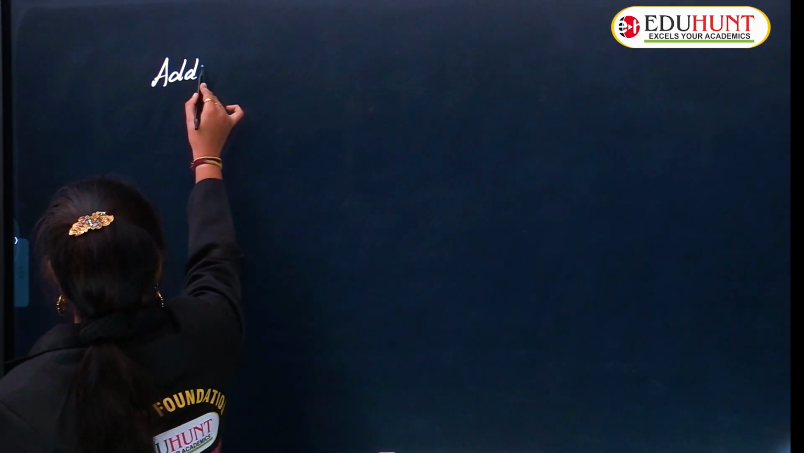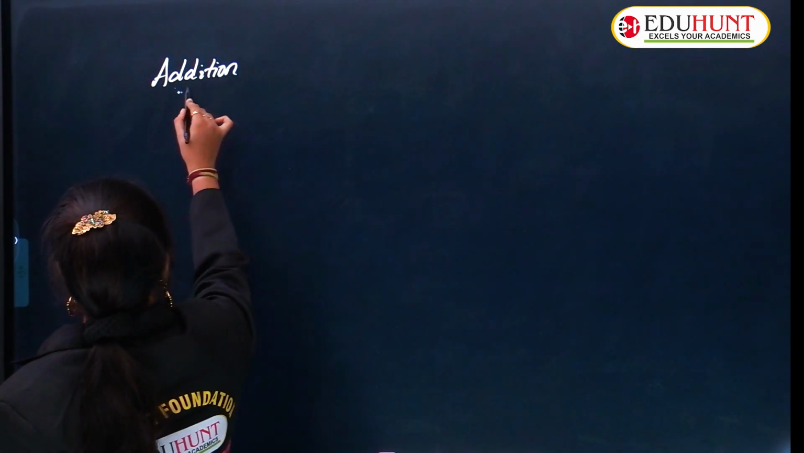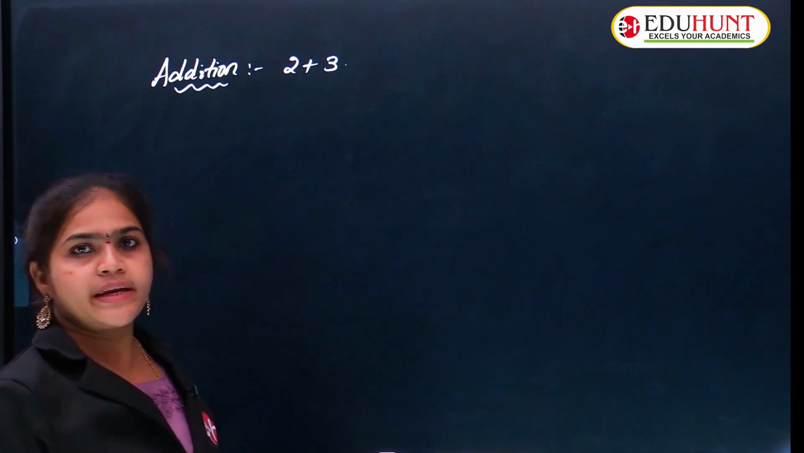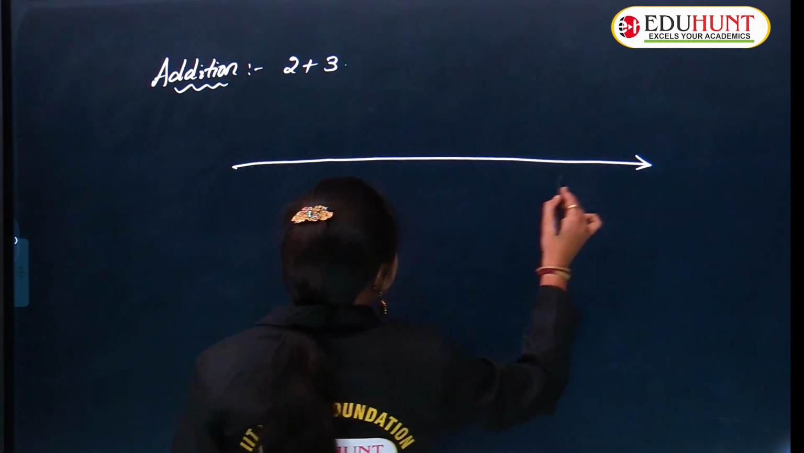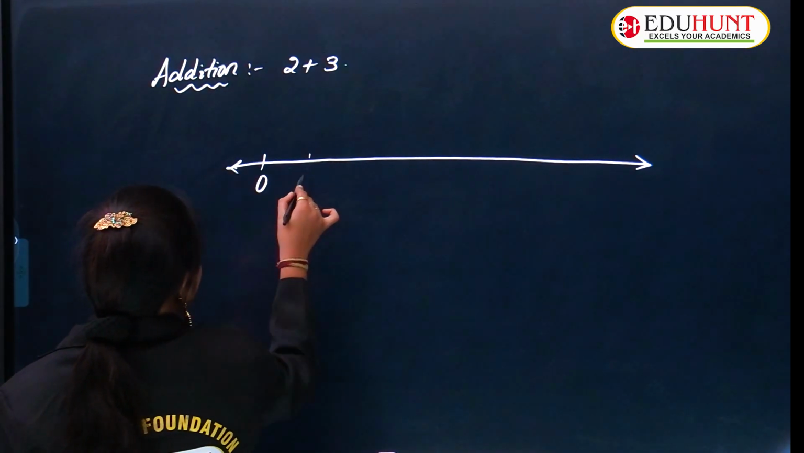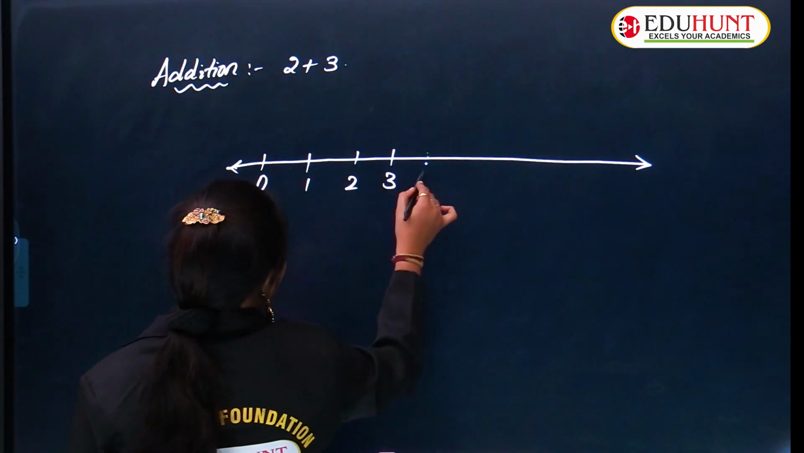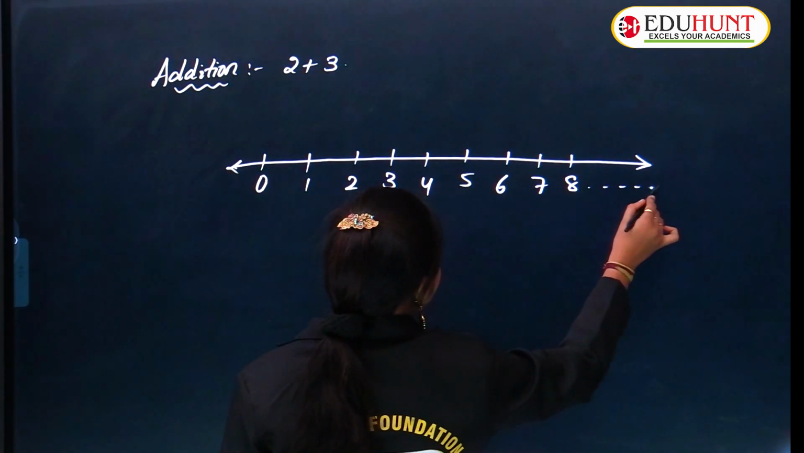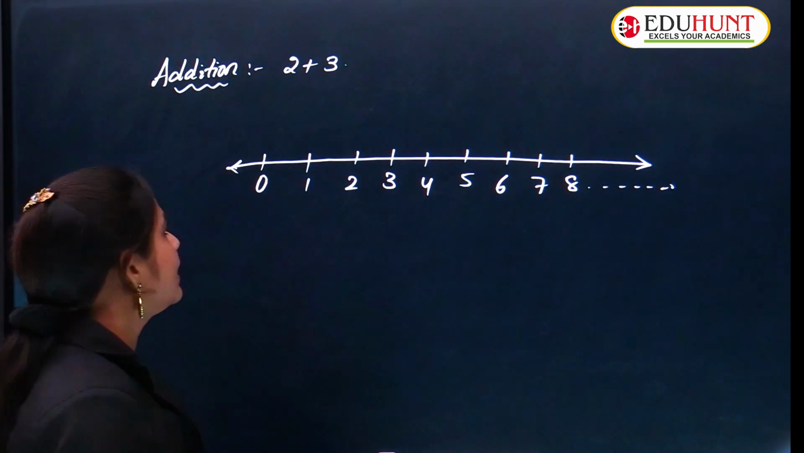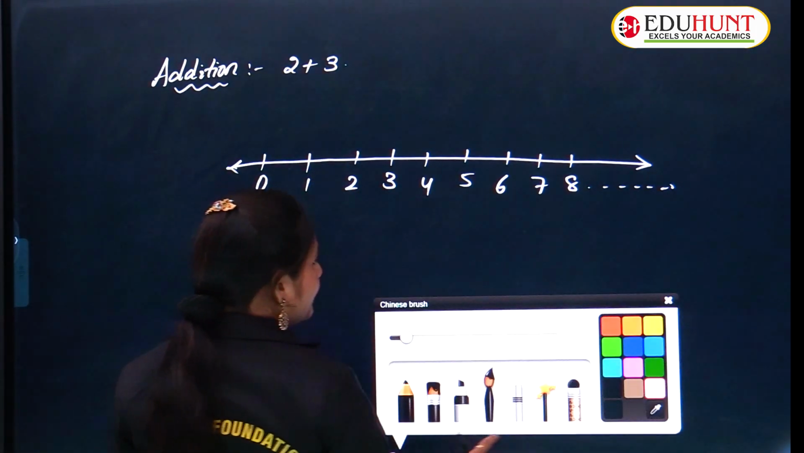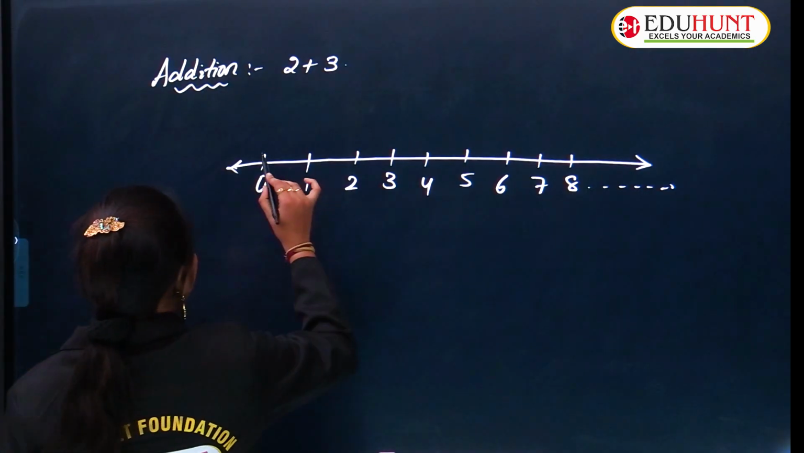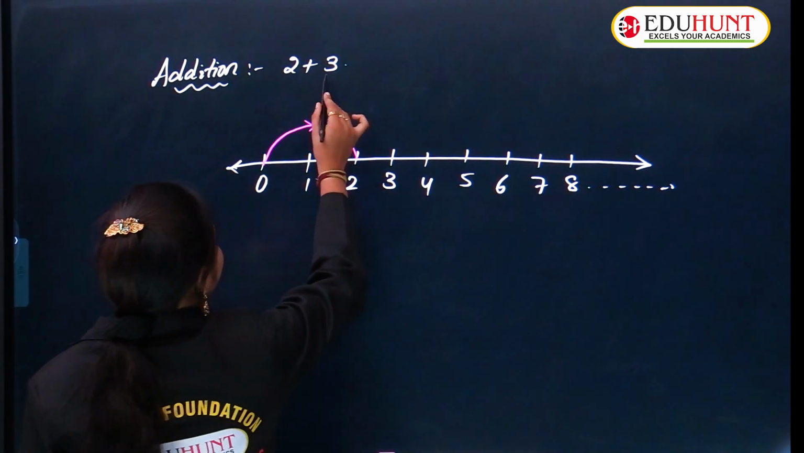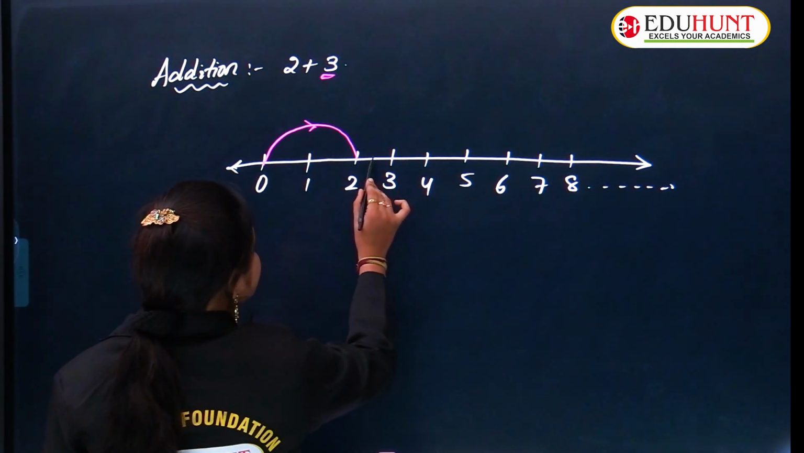Addition: 2 plus 3. Let's show this on a number line. This is a number line. We know it starts with 0, 1, 2, 3, 4, 5, 6, 7, 8 and so on. Now how to show 2 plus 3? 2 plus 3 means, see, 0 to 2, 2 places from 0 to 2. This is plus 2. And here plus 3. Onwards 3 places: 1, 2, 3.